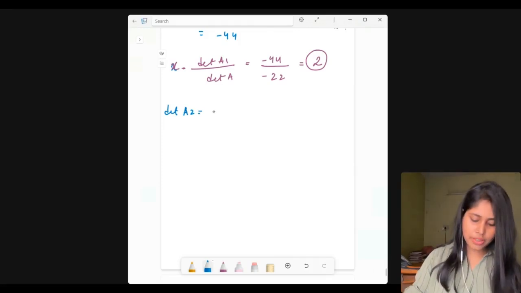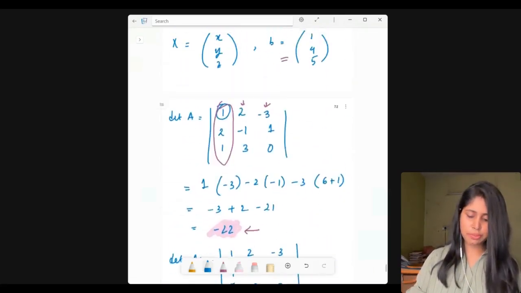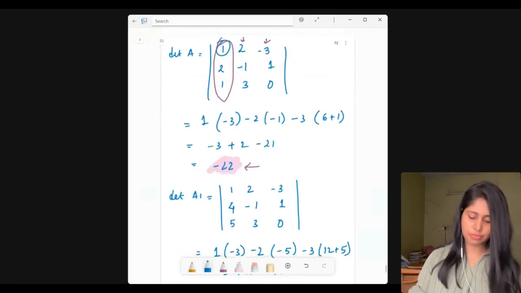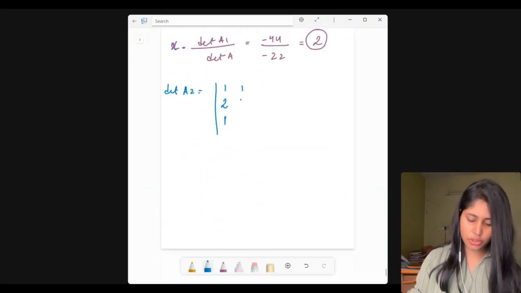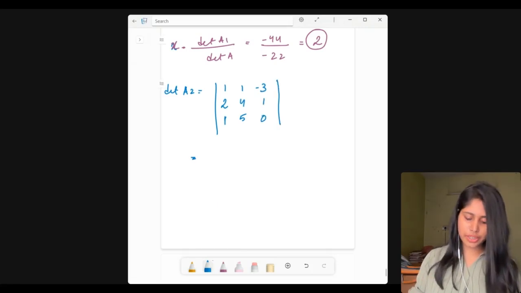Now, if you replace the second column with B, what happens? The first column is 1, 2, 1, and the second column will be 1, 4, and 5. That was the B, right? 1, 4, and 5. Then the third column will be the same, minus 3, 1, 0. Now you need to find the determinant of it. How will you find it?